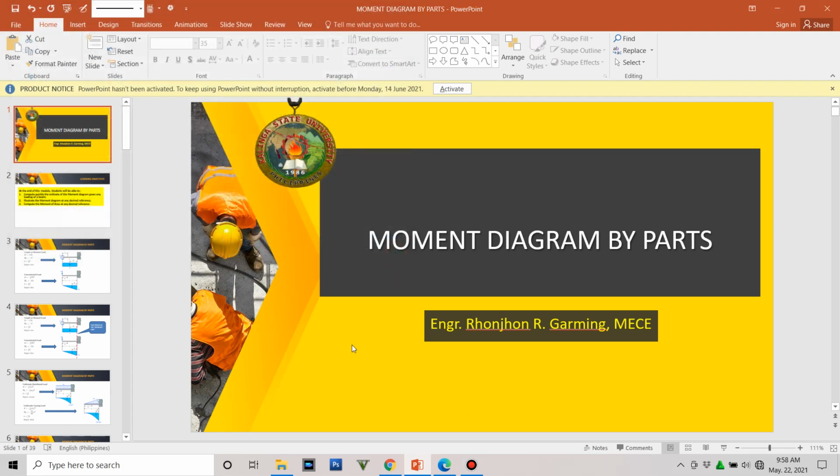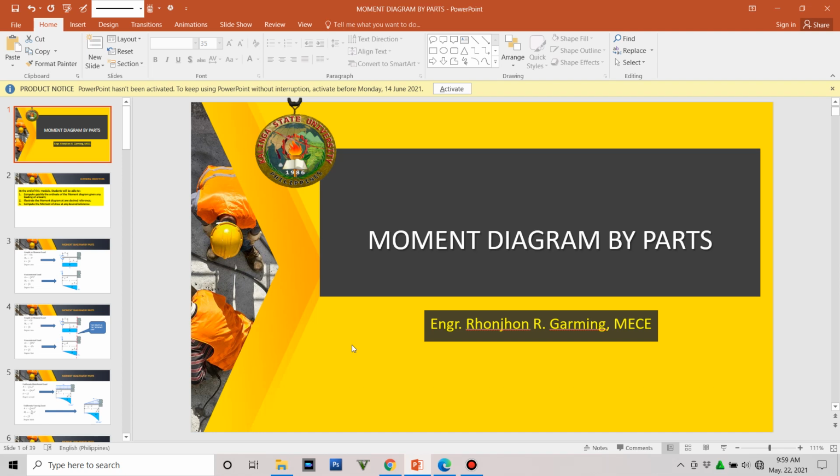So good day, class. This time we are going to have our topic, moment diagram by parts. Moment diagram by parts is actually an alternate method in determining the moment diagram of your beam. Basically, later on in your theory of structures, the moment diagram is an important part, or a prerequisite, in the determination of the deformation.